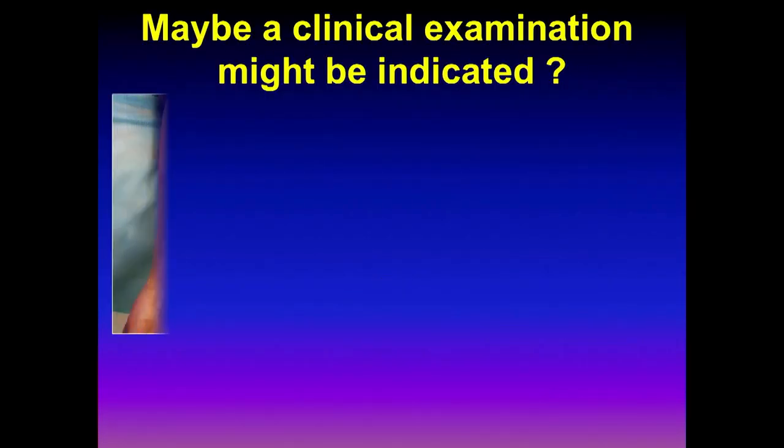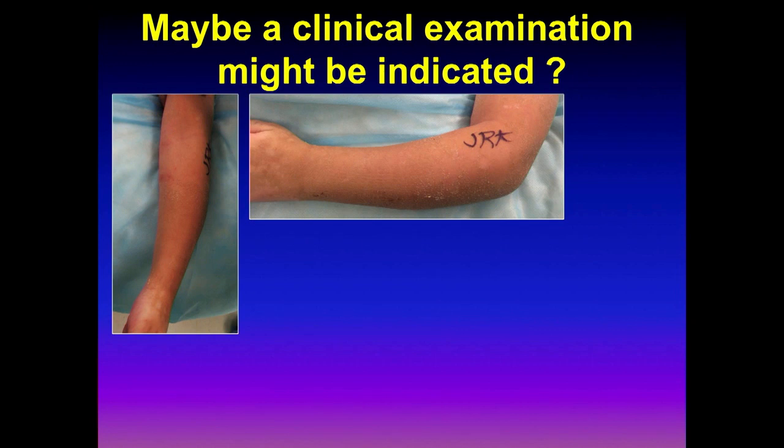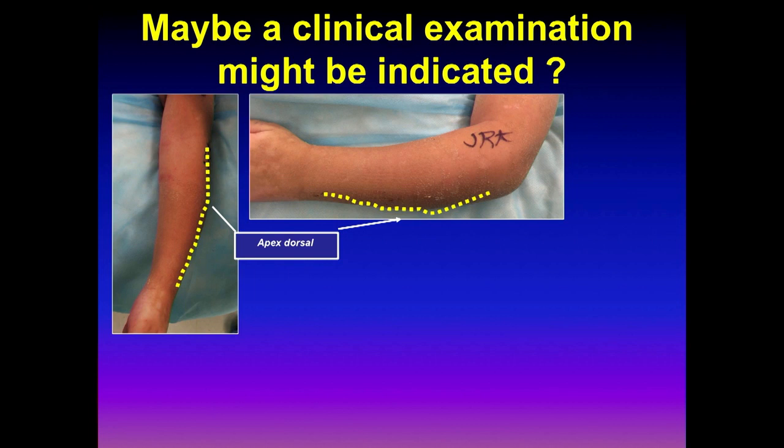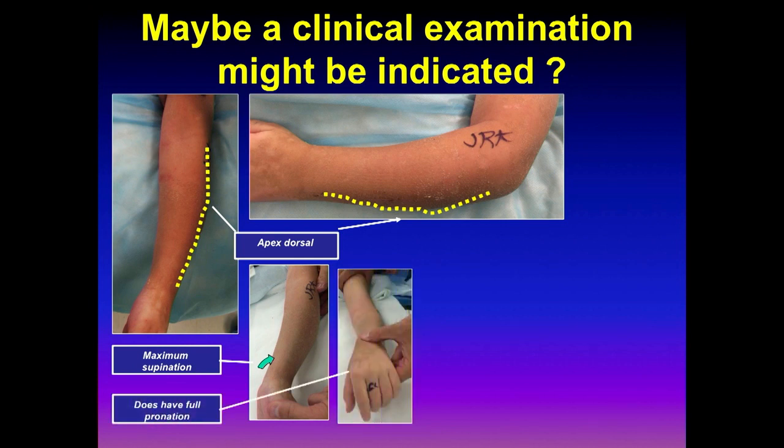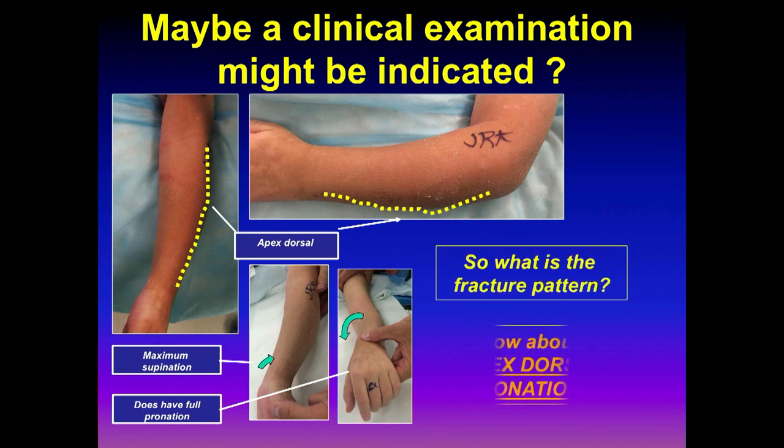So how about a clinical exam? What have we got here? Apex where? Dorsal. And what's the rotation? Pronation. That's right. So how are you going to manipulate this one? Reverse the deformity. That's right. So he had full pronation, but very little supination. And so that was an apex dorsal pronation.